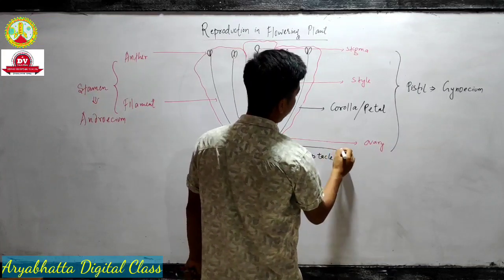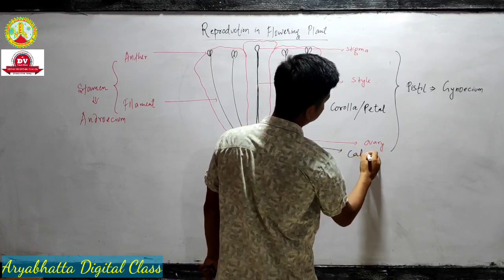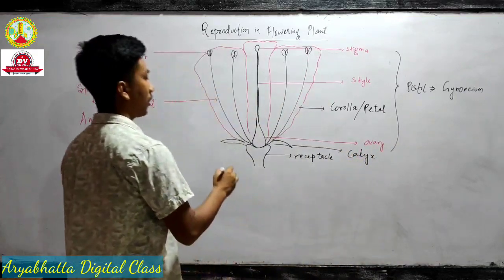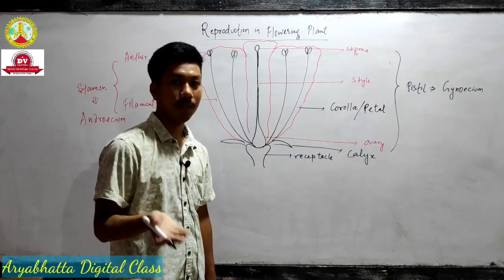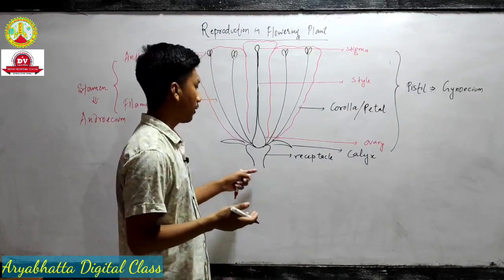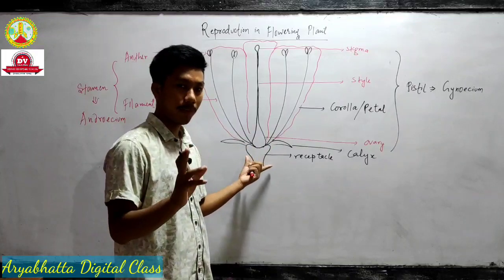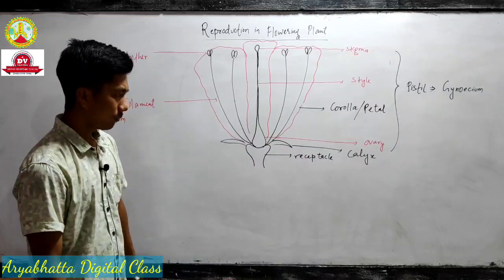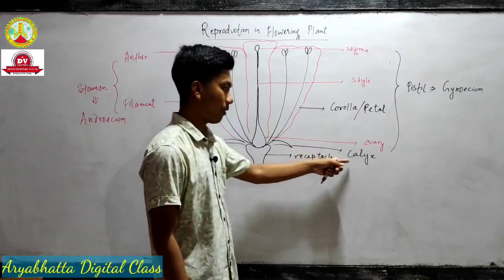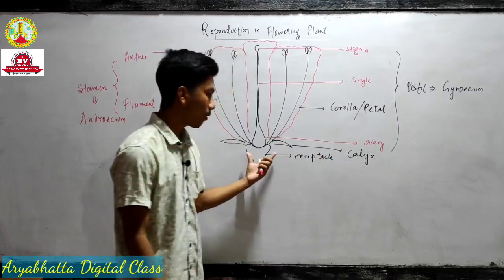Next to the corolla we have a small leaf-like structure which is attached to the receptacle. This structure is known as the calyx. Again, the number of calyx parts varies depending on the type of flower. I'm drawing 2 here, but the number varies. It may be 3, 4 or 5. Together we call it a calyx.